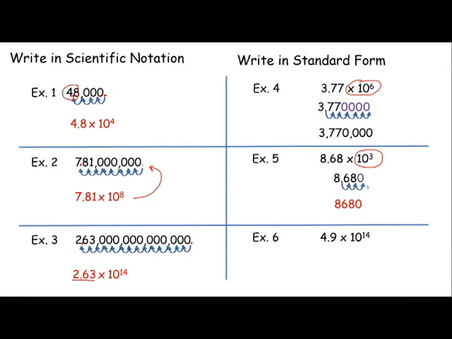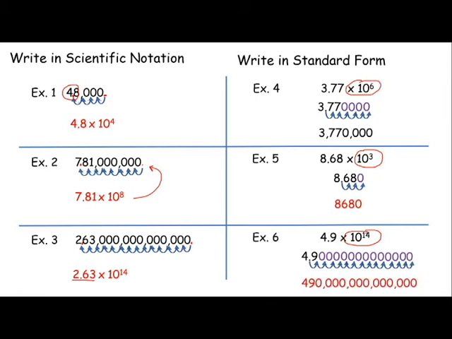One more. Again, try this on your own. I want to take the 4.9. I need to multiply it by 14 tens. That's going to move my decimal once around the 9 and then 13 more times. So I end up with 490 trillion. 490 trillion. Now, scientific notation usually doesn't make a whole lot of sense if my numbers are fairly small, like the 48,000. But when I start dealing with numbers like 490 trillion, it's a lot easier to just deal with the 4.9 than it is to have to worry about all of these zeros.